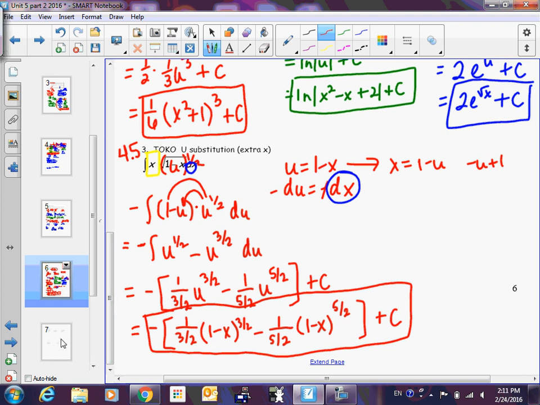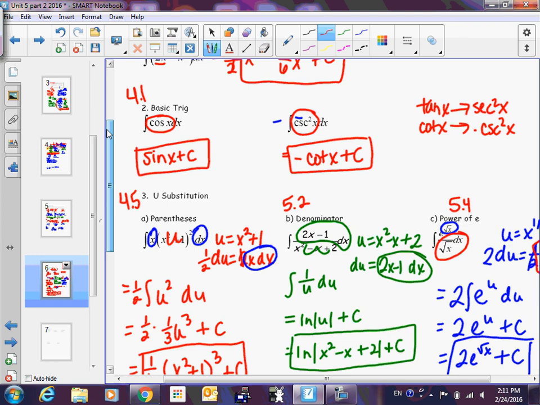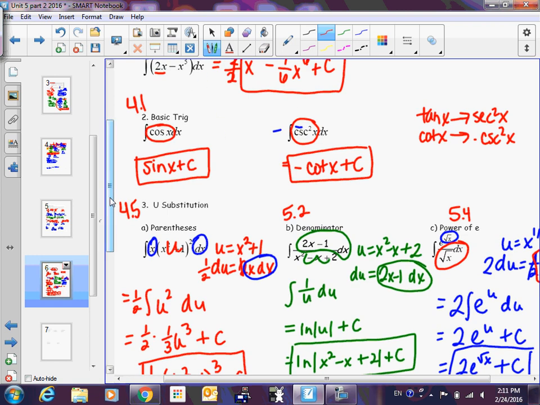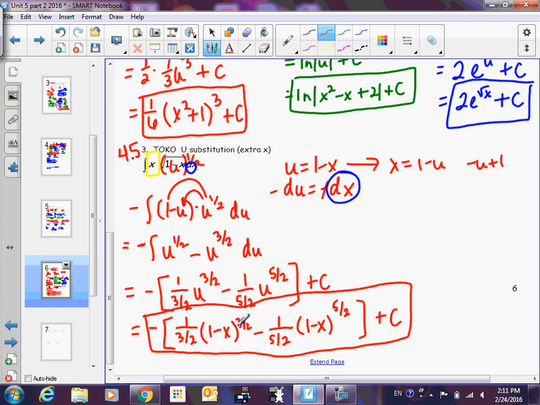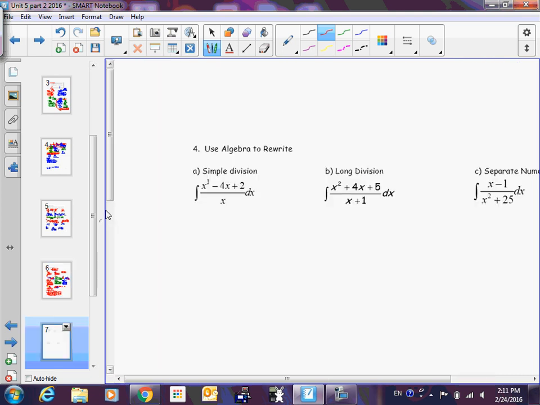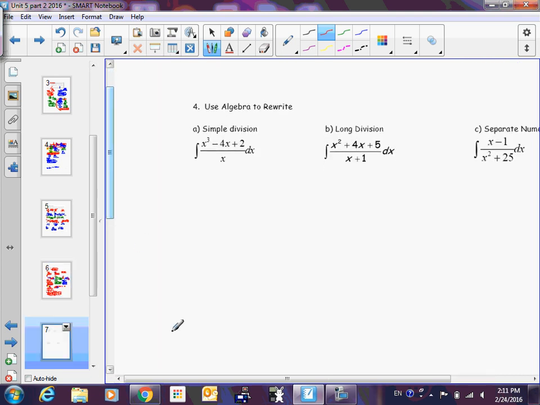Okay, next page. Okay, so again, we're moving in order. You do normal u substitution. You try it without u substitution, then we try our normal u substitution. If we have a Toco, we can recognize it. And then sometimes we get some problems like these.